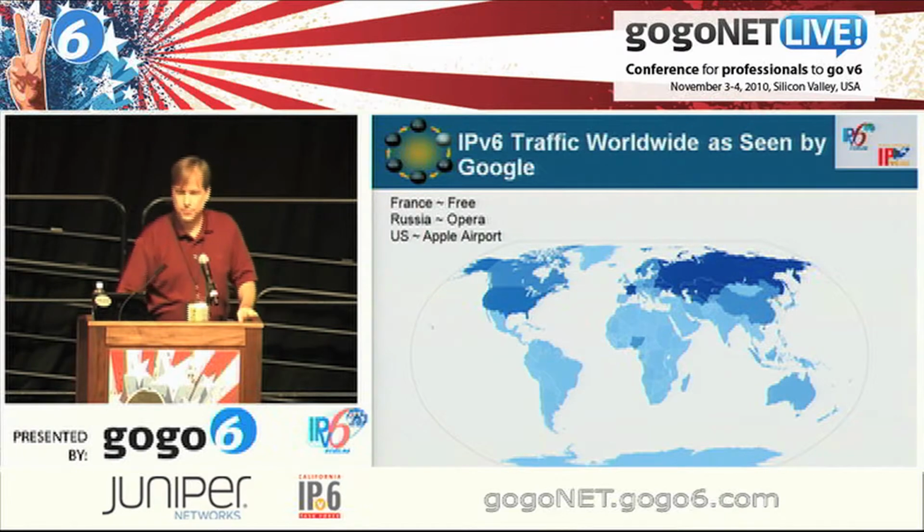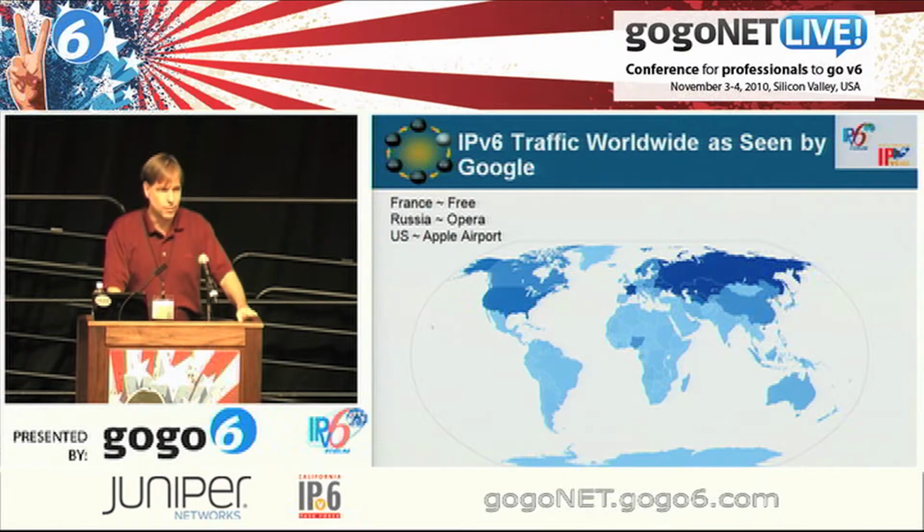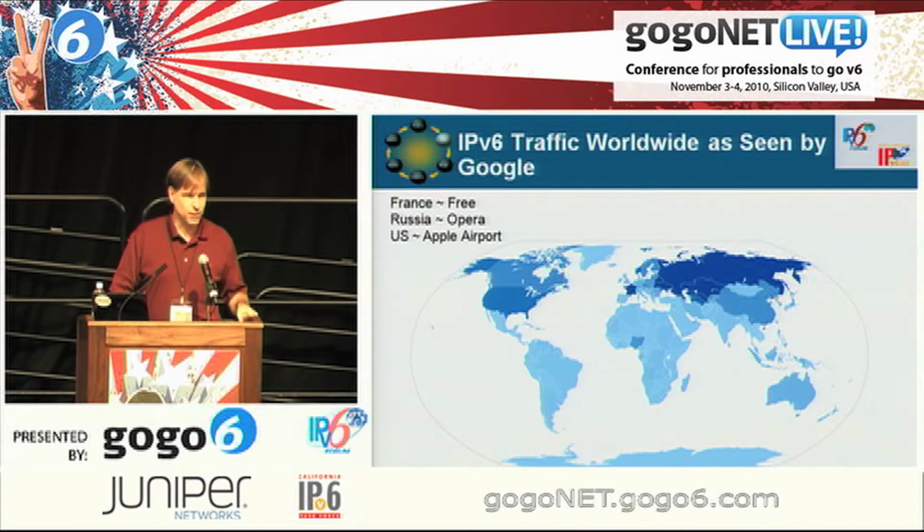If we look around the world, this particular graph was put together by Google probably about a year ago, looking at the amount of v6 they could already see and where in the world it was coming from. They were surprised to find that there's a very large amount coming from Russia already, right? It happened to be mostly Opera, from what they were seeing. In the US, it turned out that most of what they were seeing was actually 6-to-4 connections off of Airport Extremes.